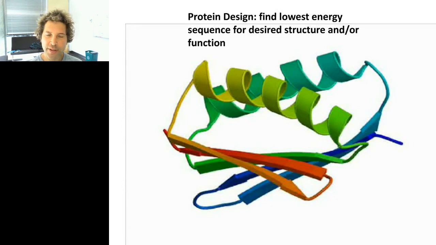So I'm going to start with this first animation, the protein design animation, which should start.